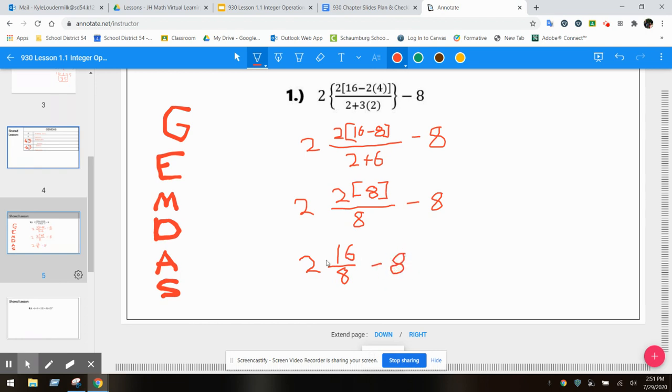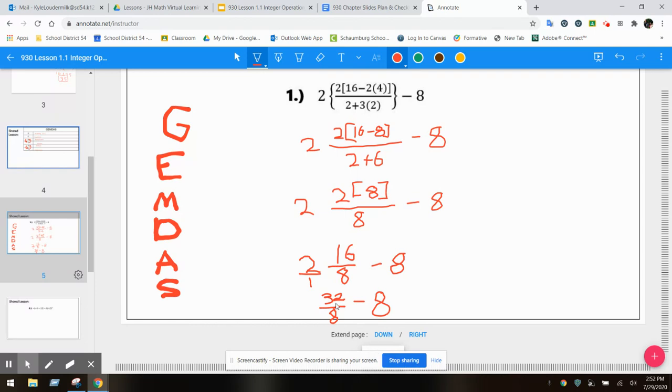So here now I have multiplication, because I have to multiply the 2 times this fraction, and division. So you can do it 2 different ways. You could do the 2 times the 16 and then divide by 8, or you could do the 16 divided by 8 and then multiply by the 2. That's called simplifying before we multiply. I'm just going to follow the order of operations as they're stated. So I'm going to do the 2 times the 16, because I'm going to think of this as 2 over 1. And I'm going to get 32 over 8 minus 8.